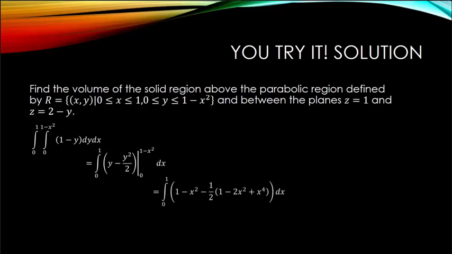This gives me the integral from 0 to 1 of the quantity 1 minus x squared minus 1/2 times the quantity 1 minus 2x squared plus x to the 4th dx. This is x over 2 minus x to the 5th over 10 evaluated from 0 to 1. I get 1/2 minus 1/10, and this reduces to 2/5.